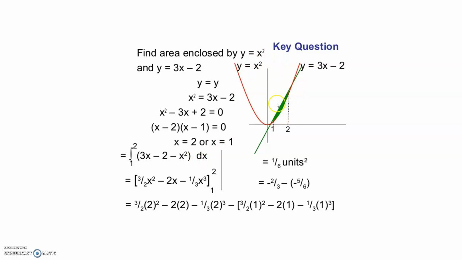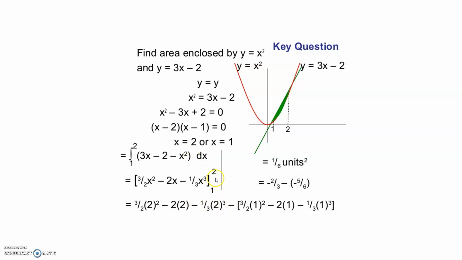Diagrammatically we have to prove it this way. This is the shaded region we have to find. So 3x minus 2 minus x square. What is the integration of x? Yes, it is x square upon 2. What is the integration of 1? It is x. What is the integration of x square? It is x cube upon 3.